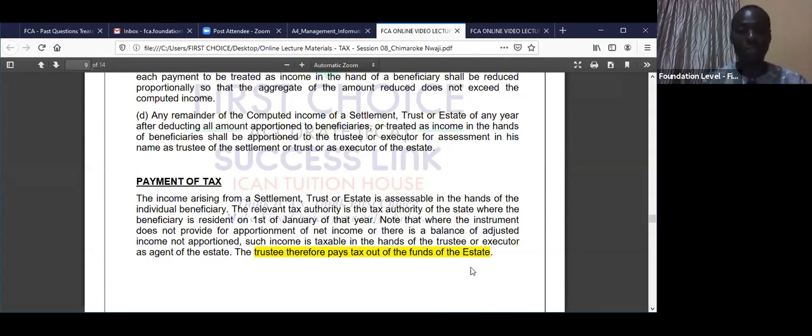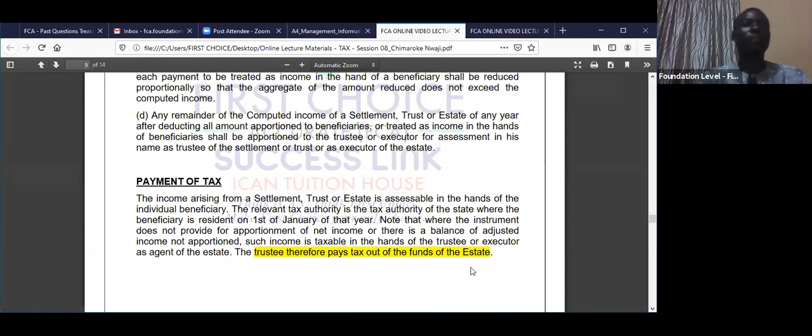In fact, let me tell you, your exam could be so tricky in the sense that they might mix residency and this topic together. All right. Now, we said wherever the beneficiary is resident on 1st of January. Note that where the instrument does not provide for apportionment of net income, or there is a balance of adjusted income not apportioned, such income is taxable in the hands of the trustee or executor for the estate.